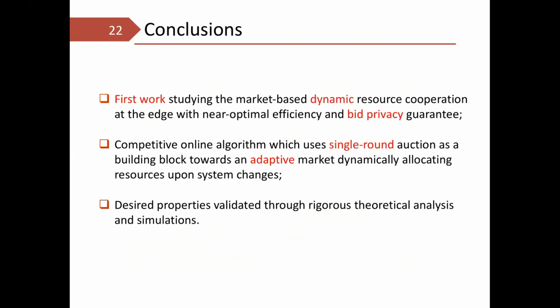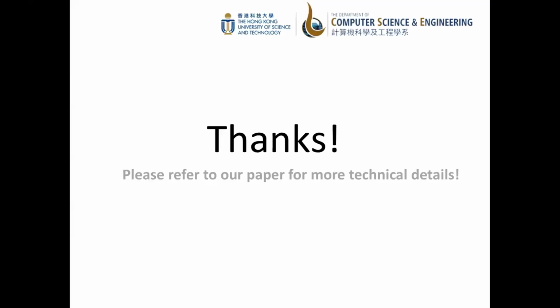In conclusion, we are the first to study the market-based dynamic resource cooperation at the edge with a near optimal efficiency and bid privacy guarantee. The proposed competitive online algorithm uses single-round auction as a building block towards an adaptive market which dynamically allocates resources upon system change. And the desired properties are validated through rigorous theoretical analysis and intensive simulations. So this is my presentation. Thanks all.